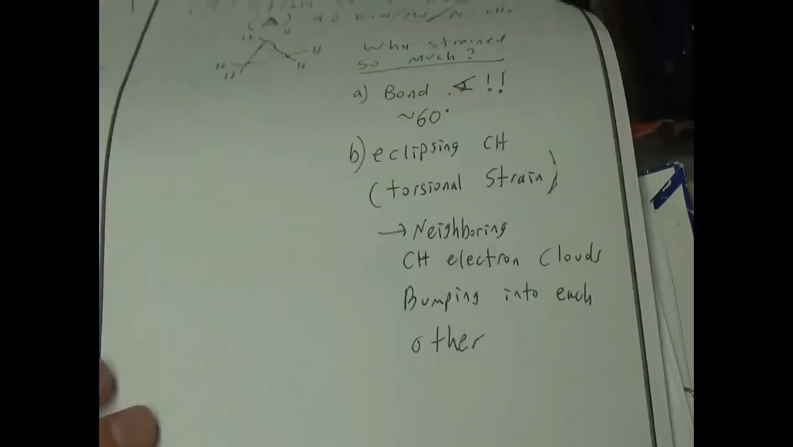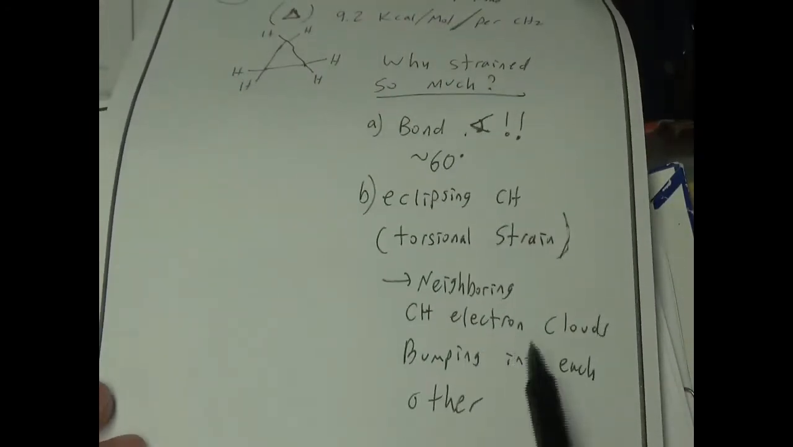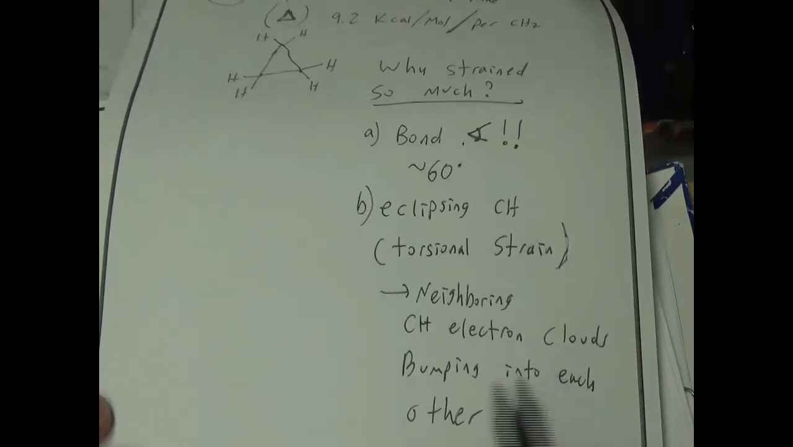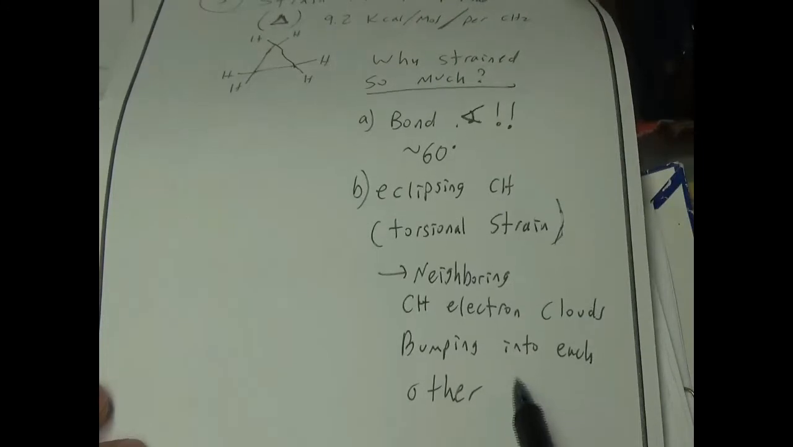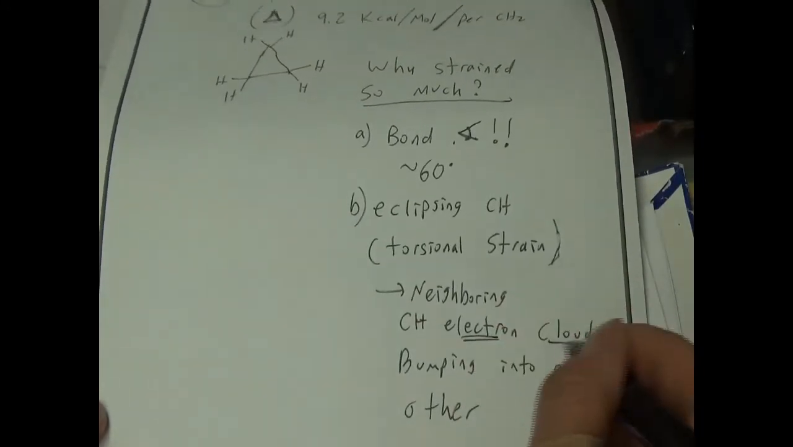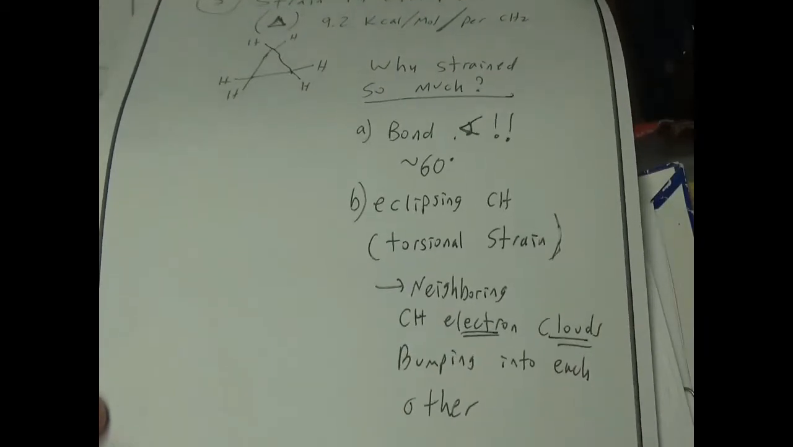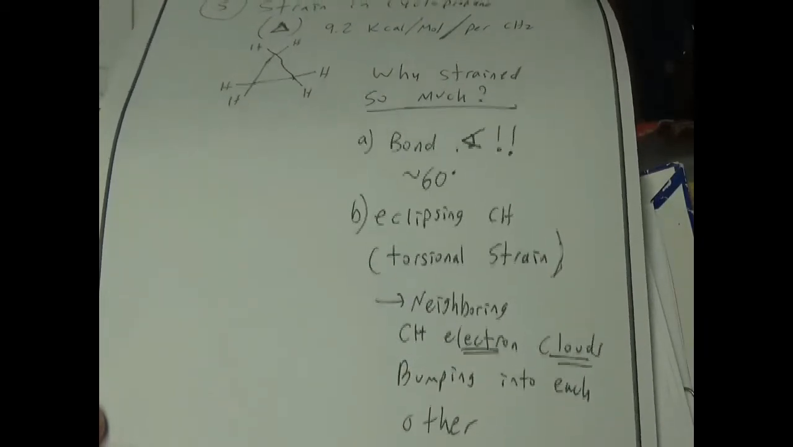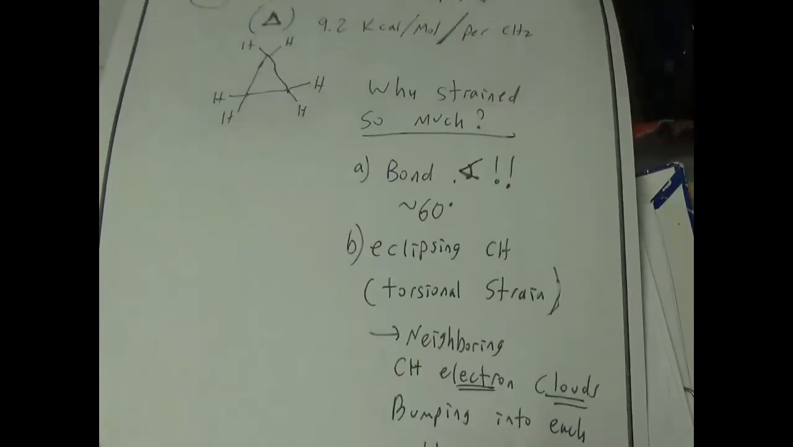Okay? And so it's not the CH atoms, it's not really the atoms, it's more the electron clouds. That's the way I've always understood this. That's the way most books explain it also. It's really the electron clouds. It's not like the CHs are bumping into each other, it's really the electron clouds that are bumping into each other. Okay?